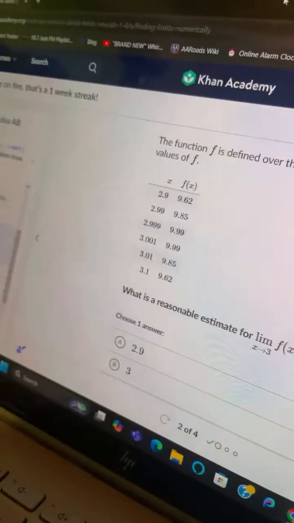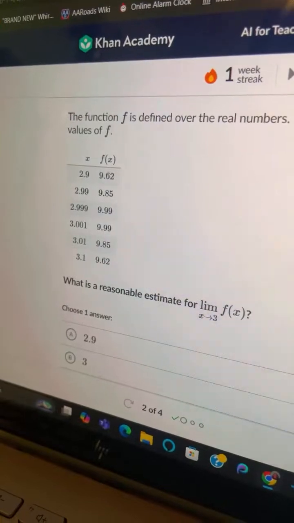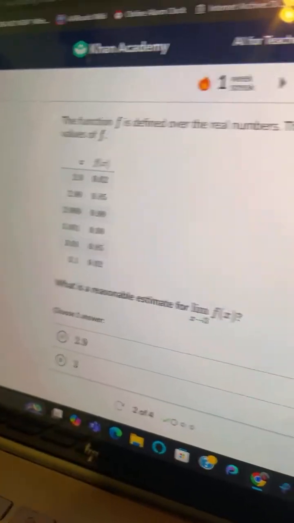All right, we're back. We've got 2.3. And as you can see, it looks like from both sides it approaches almost 10, so I would say 10.